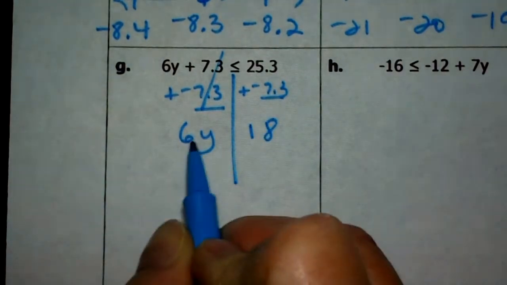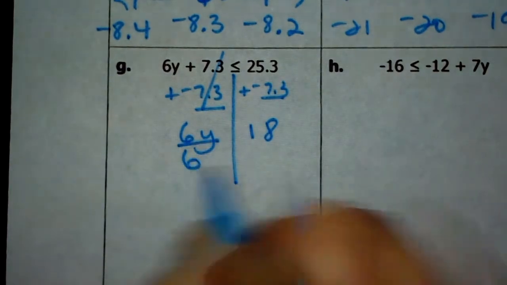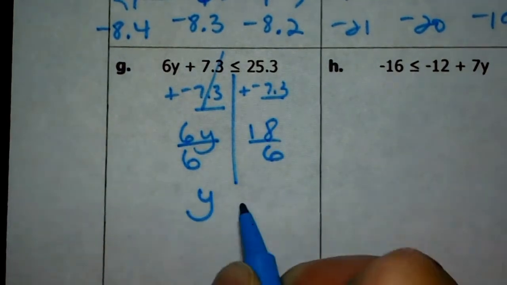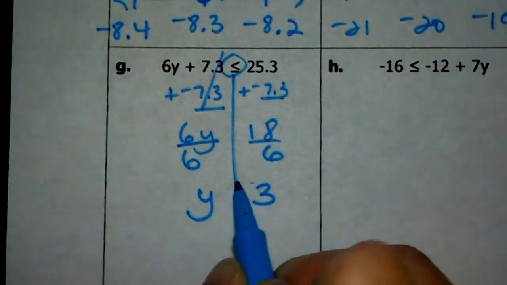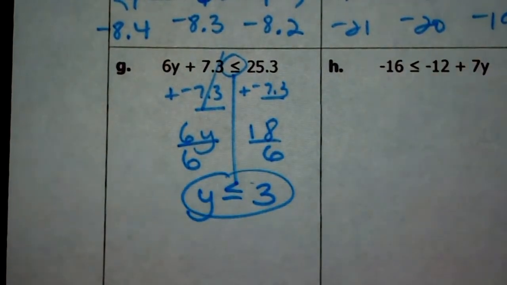To get rid of the 6 now being multiplied by the y, you divide by 6. On this side, you get y. On this side, you get 3. And I drop down the symbol just as it appeared. So the solution to this is y is less than or equal to 3.